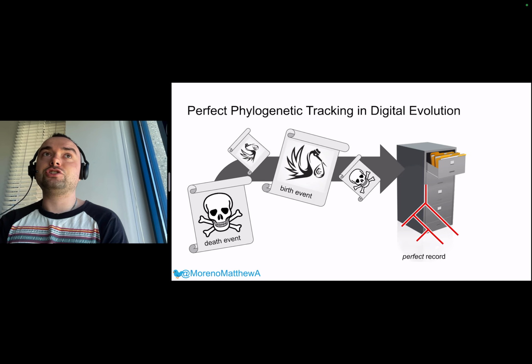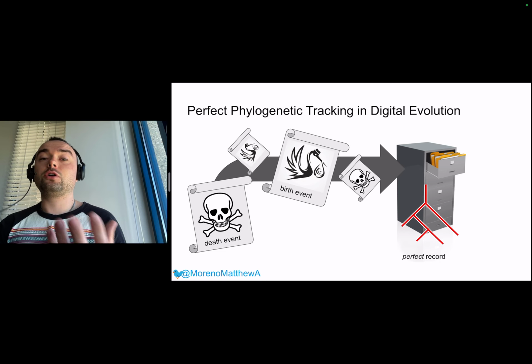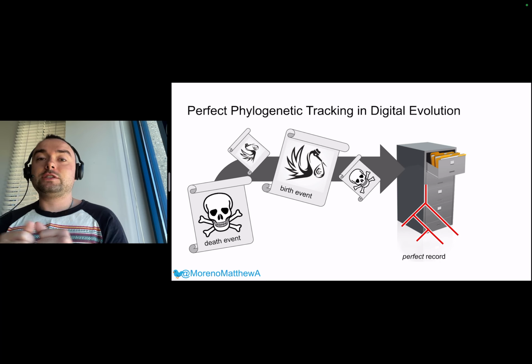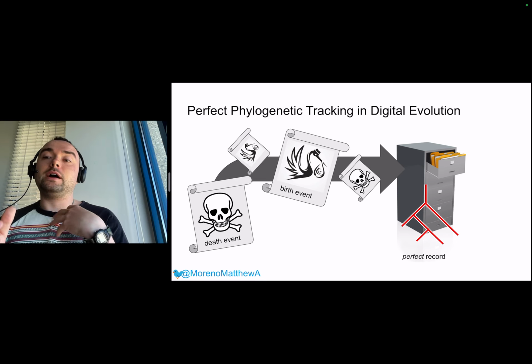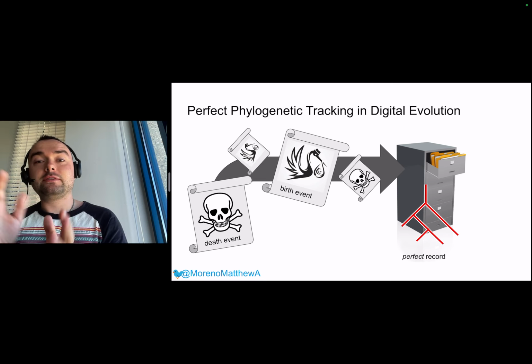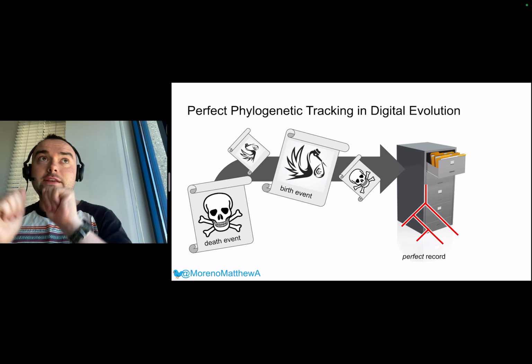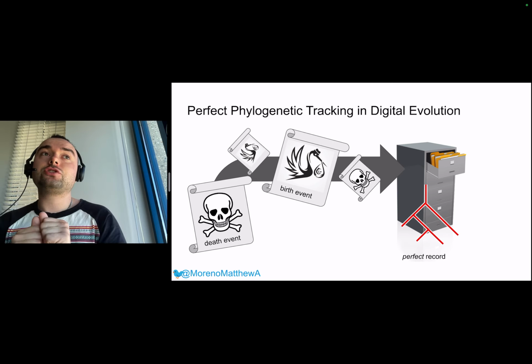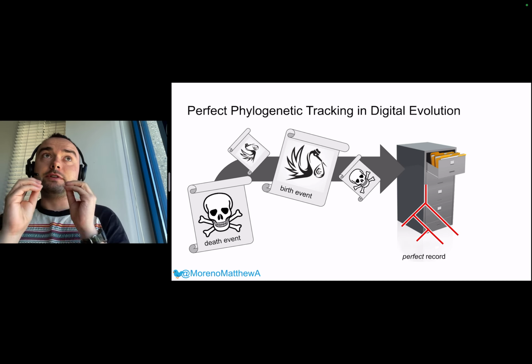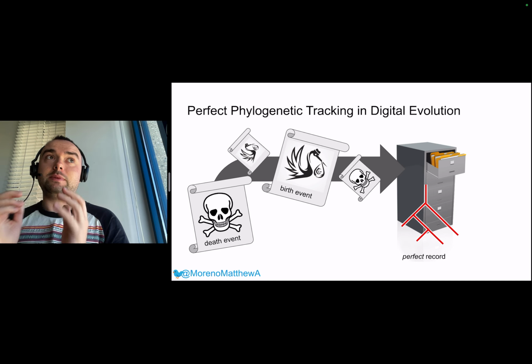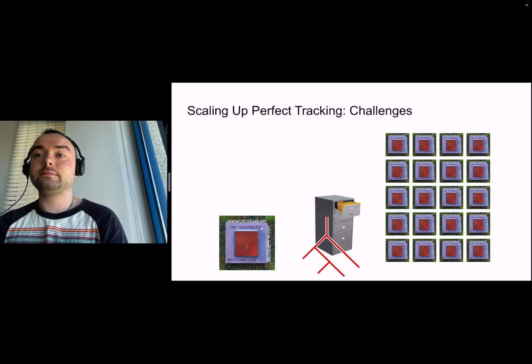Traditional phylogenetic work in evolutionary computing has depended on a perfect tracking model where each birth event and death event in the simulation are tracked and registered in a central database, something maybe like an analogy to a filing cabinet, where they're organized into a tree structure as they unfold, and this allows a record of exactly what happened in the simulation to be kept with perfect fidelity.